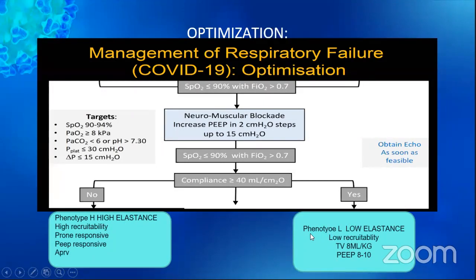So here, if the lung is more compliant, we'll label it as low type, and because it is a low recruitable lung with low elastance, we can keep the tidal volume 8 ml per kg and PEEP 8 to 10. Otherwise, if compliance is not more than 40, it will be labeled as phenotype H: high elastance, high recruitability, prone responsive. The patient will be prone, PEEP responsive. High PEEP will help here, more than 8 to 10, up to according to the ARDS protocol. And we can use APRV mode also.